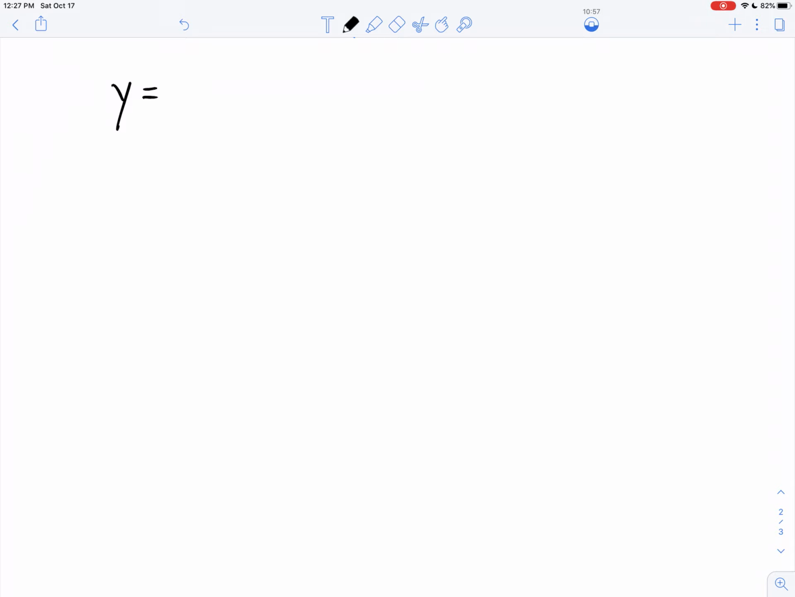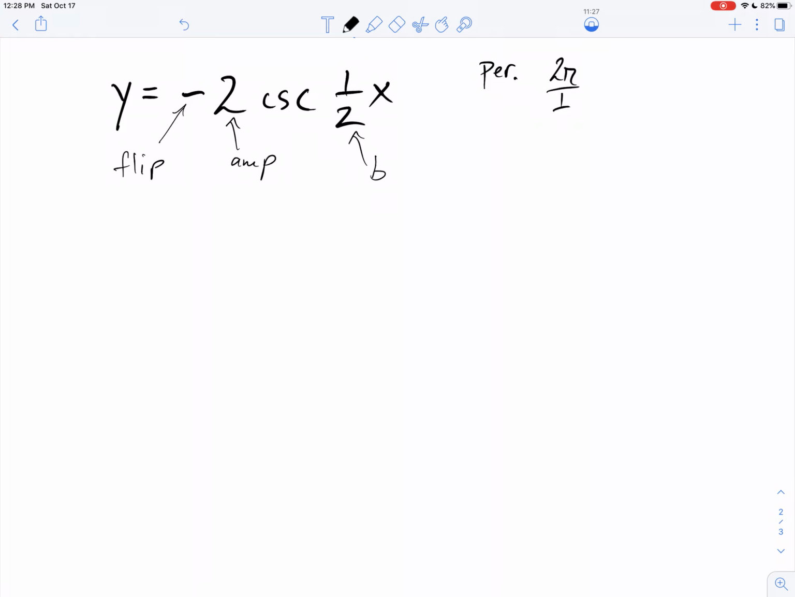It's going to have something like -2 cosecant 1/2 x, something like that. And you go, oh, now there's more stuff to it. There's a flip. There's an amplifier. There's a period adjustment, but there's no phase shift. Okay, there's no phase shift. So let's grab that period. My job is to do the same thing. 2 pi divided by b. Hey, my period's 4 pi. That means my graph starts at 0, ends at 4 pi.